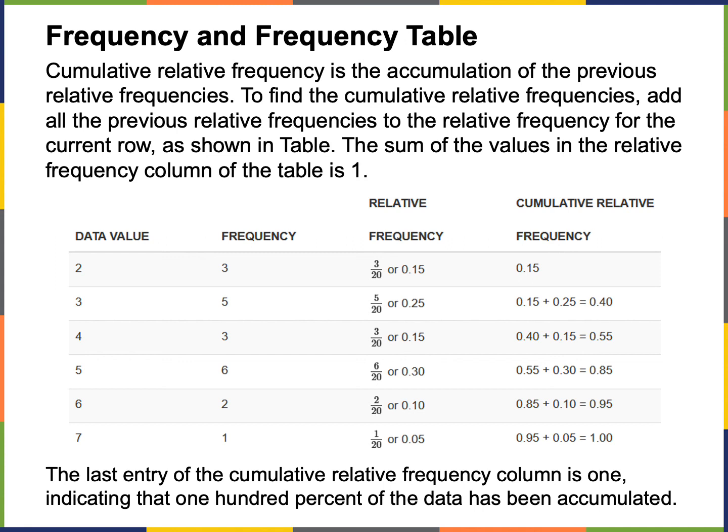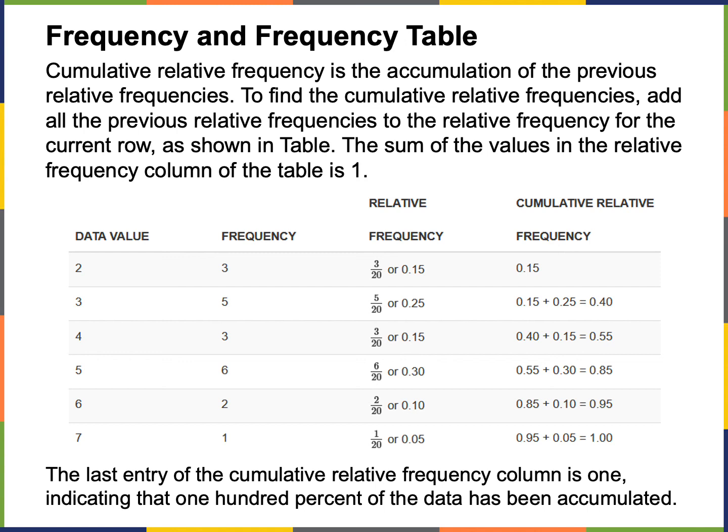So the first data value is 2. It occurs 3 times in our data set. The relative frequency is 3 out of 20, which is 15%. There's nothing before it, so cumulative relative frequency will just be 15%. Okay, so now data value 3, it occurs 5 times. The relative frequency is 5 out of 20, or 0.25. The cumulative relative frequency would be the one before it plus the 0.25, so the CRF is actually 0.4.